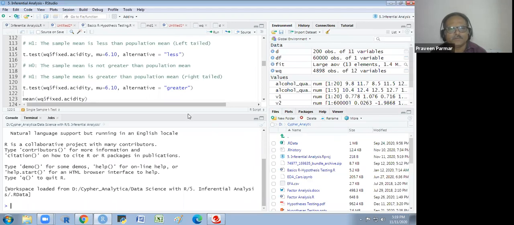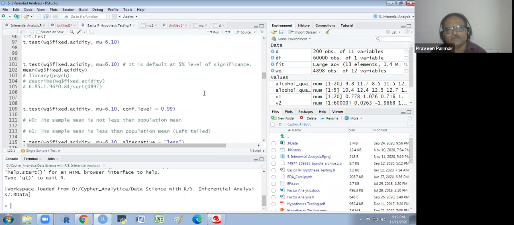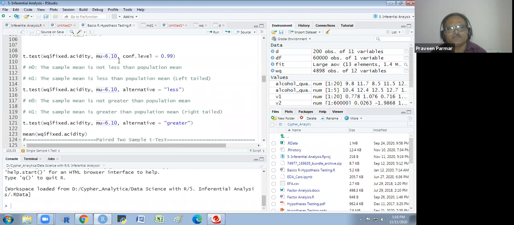Yesterday we performed one test, that was on fixed acidity and the population parameter mean, at the 95% confidence level or the 5% level of significance. Now if you want to perform the same test at the 99% confidence level and a 1% level of significance, then we have to write one attribute, confidence.level equal to 0.99.